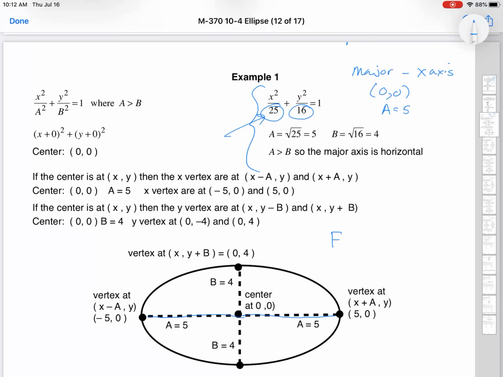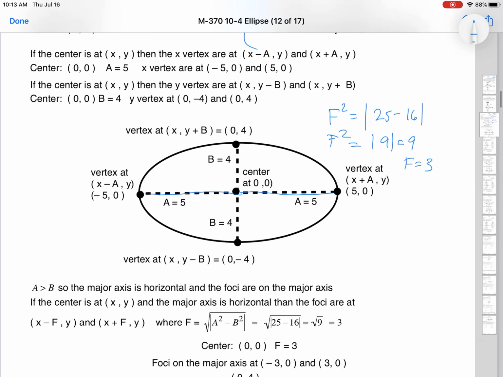It's down below, I'm sure. The focus squared is always a squared minus b squared in the absolute value of it. So 25 minus 16, what does that leave us? That leaves us a distance of 9, and the absolute value of that is 9. So what's f? F is 3, right? And we can see that being worked out down here.